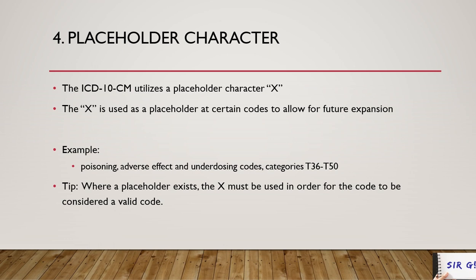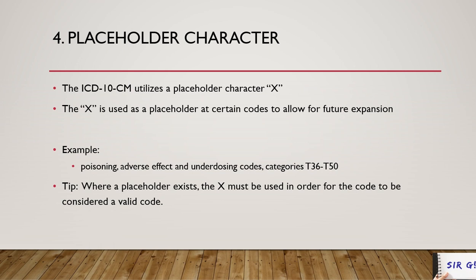The common example here is your poisoning, adverse effect, and underdosing code categories. You have your T36 and your T50. You can go ahead and check T36. Sometimes it only has 4 or 5 characters available, and all codes under T36 up to T50 always require a 7th character. So if you only have 4 characters and you need to put in the 7th character, always on the 7th character data field, you need to put in a temporary X there to make sure that the 7th character is always on the 7th place. That's the purpose of your X.